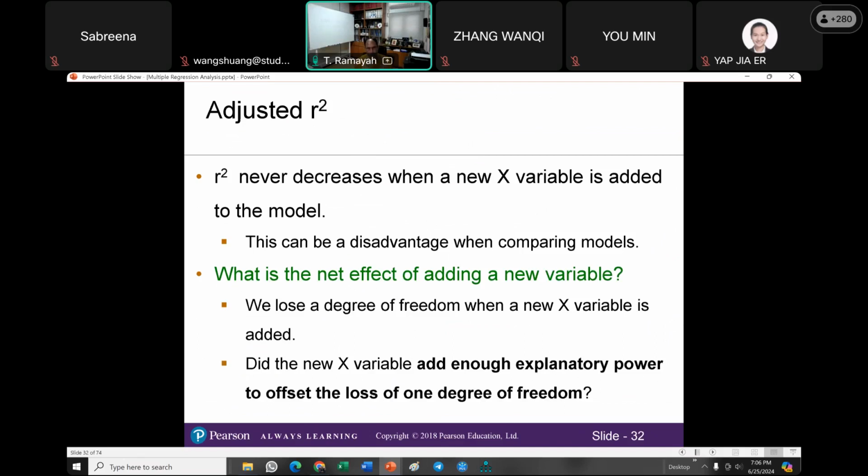Every time you add a new variable to the model, R square will increase. But the problem is when you add more variables, your complexity increases. So the R square change will reduce. That is why you don't see models with 20 independent variables. We will pick and choose the best independent variables so that we can explain the dependent variable well. That is why we go back to the literature review.